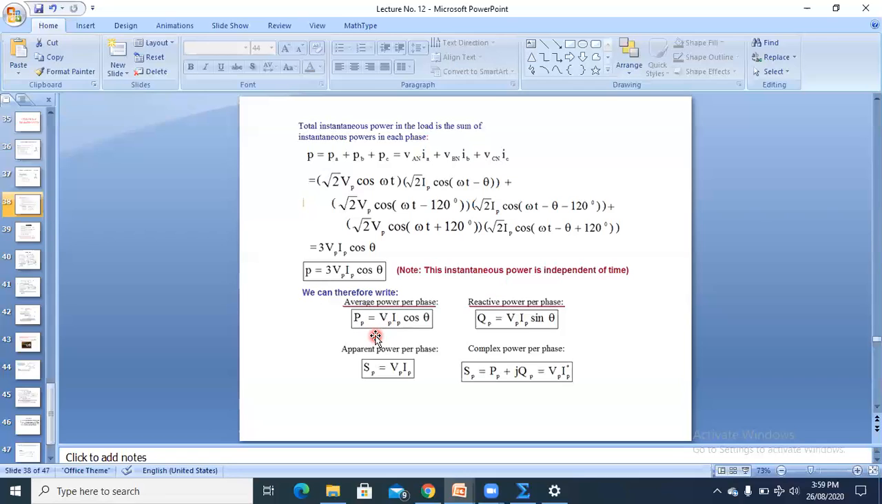Now we can have the average power, reactive power, apparent power, and the complex power of each phase as we have in the single phase system. So if we are considering per phase average power, per phase reactive power, per phase apparent power and per phase complex power, all these powers are the same as we have in the single phase system.